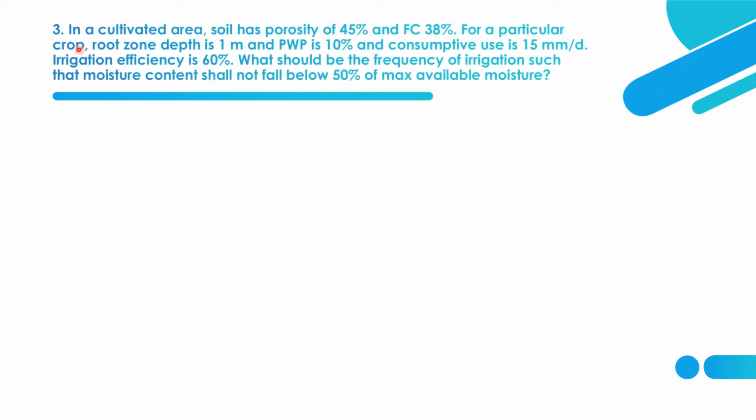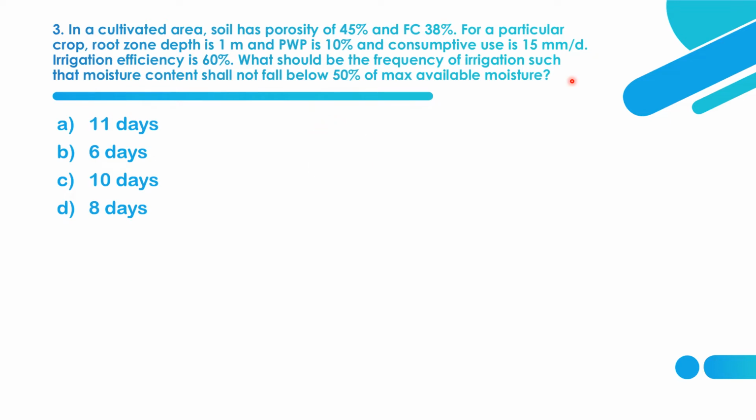So third question: in a cultivated area, soil has porosity of 45% and field capacity, that is FC, 38%. For a particular crop, root zone depth is 1 meter and PWP, that is permanent wilting point, is 10%, and consumptive use is 15 mm per day. Irrigation efficiency is 60%. What should be the frequency of irrigation such that moisture content shall not fall below 50% of maximum available moisture? So they have given many data.